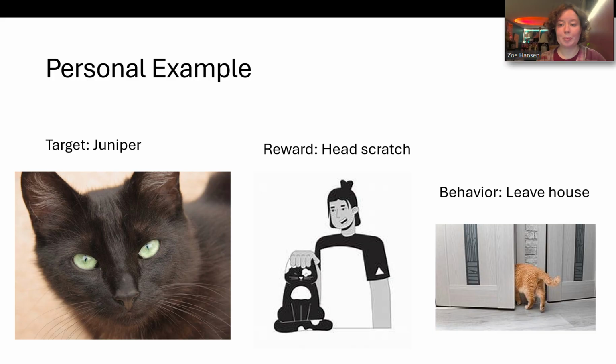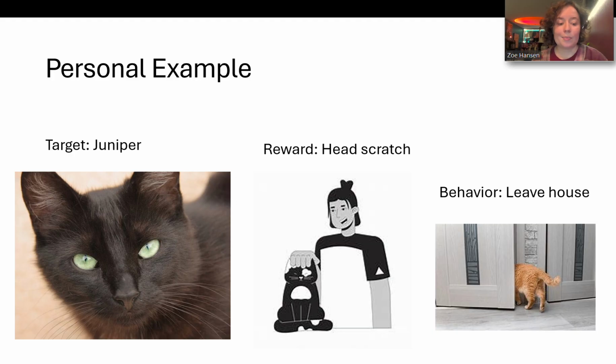So now I'm going to get into a personal example. Our neighbor has a cat named Juniper, who is an outdoor cat and often likes to come by and spend a lot of time at our house in order to receive lots of head scratches, which it is very motivated by. However, sometimes we need Juniper to leave our house, and we do not have a cat door for him to do it on his own.